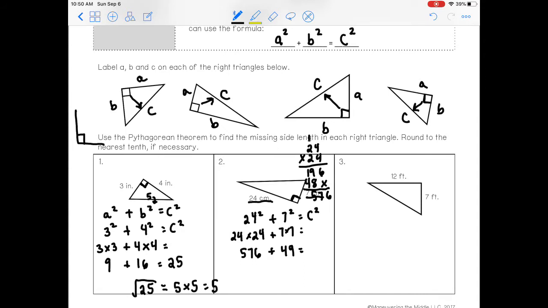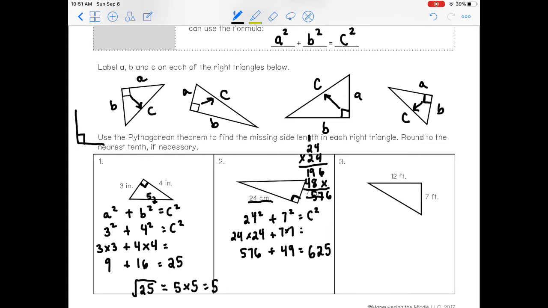If we add 576 to 49, we get 625. And we need to say what times what would give me 625. Well, let's see.